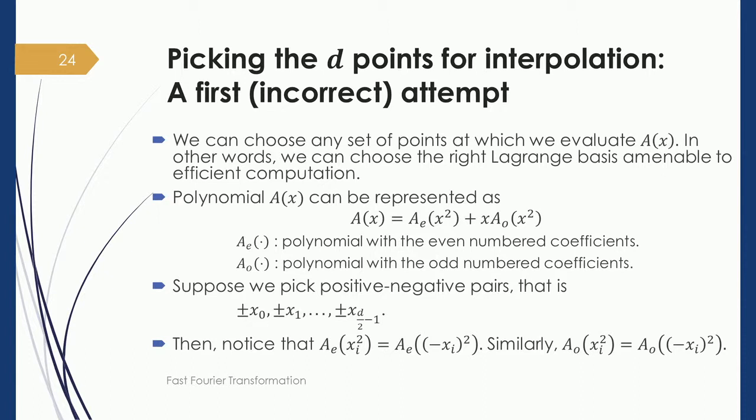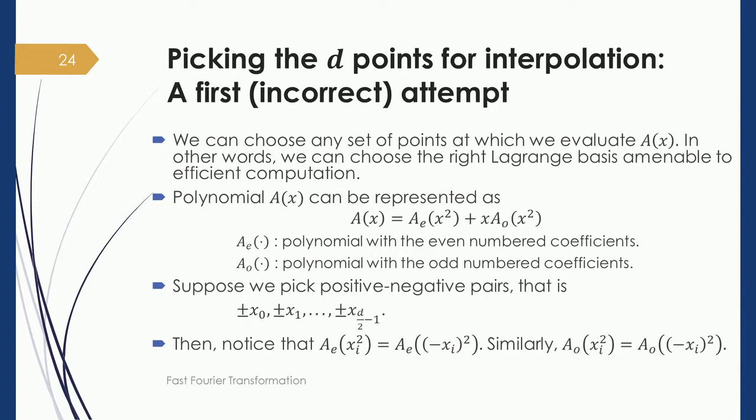Using the same template, we will show that we can actually perform polynomial multiplication in O of d log d time. So our goal now is to take a polynomial given in coefficient representation and convert it into its Lagrange basis, and we want to do this efficiently. If we can perform this transformation efficiently, the rest of the steps in polynomial multiplication are already quite efficient. And therefore, we will get an improved running time for polynomial multiplication.